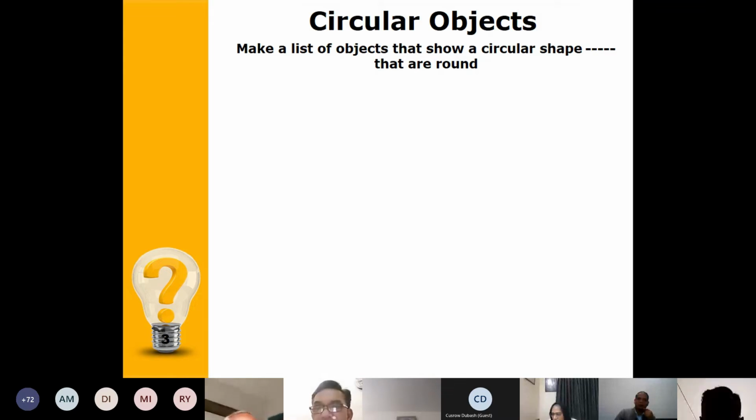Not football, I don't need that example right now, I'm only looking for numbers. And I'll come back to football because football is not circular. Football is a sphere, it's three-dimensional. Circular is two-dimensional. A football's cross section will be circular.